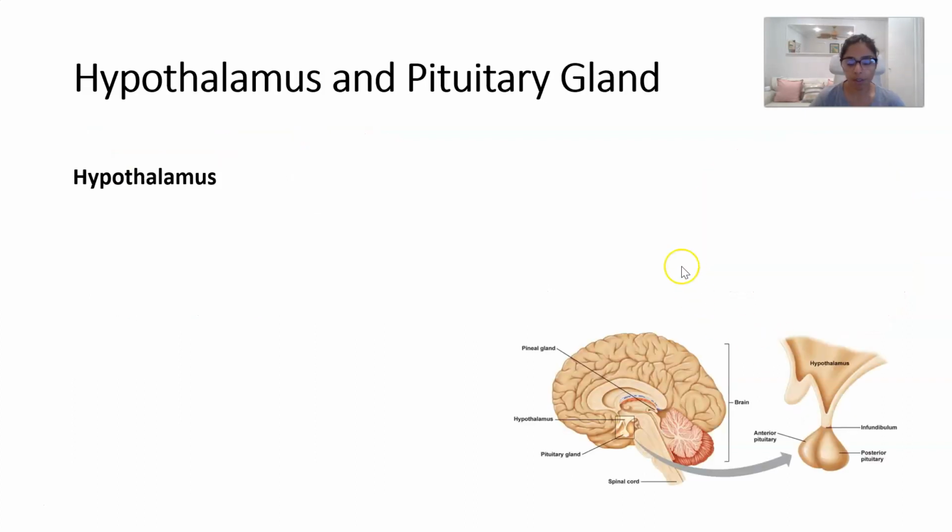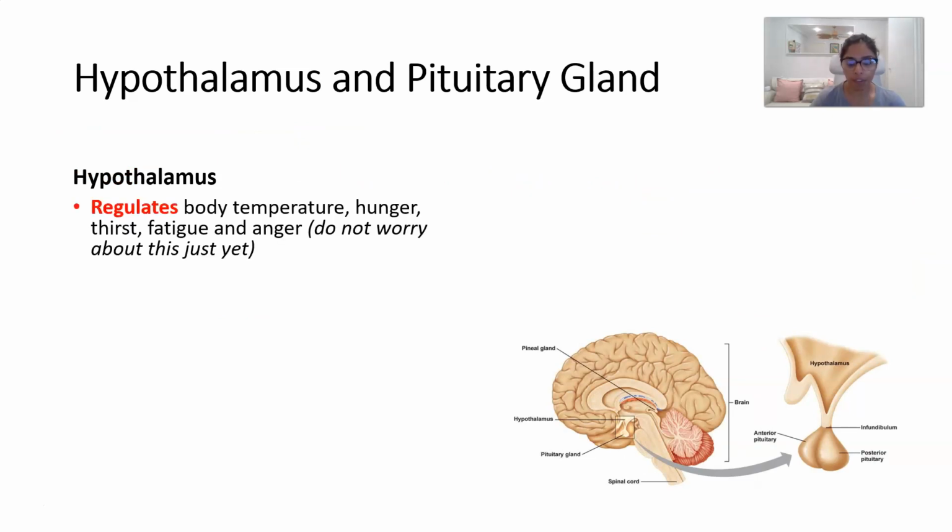All right, so let's talk more about these two structures. The hypothalamus, first of all, doesn't just involve itself with endocrine functioning. It also regulates body temperature, hunger, thirst, fatigue, and anger. But we're not going to look at those other functions just yet.